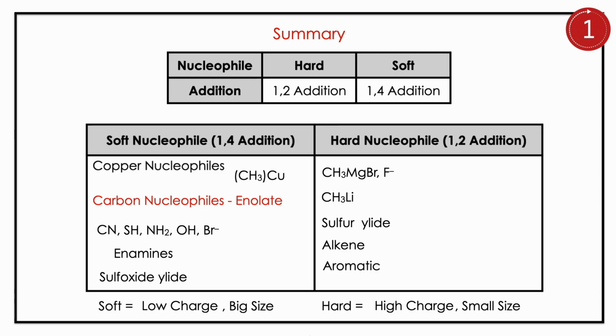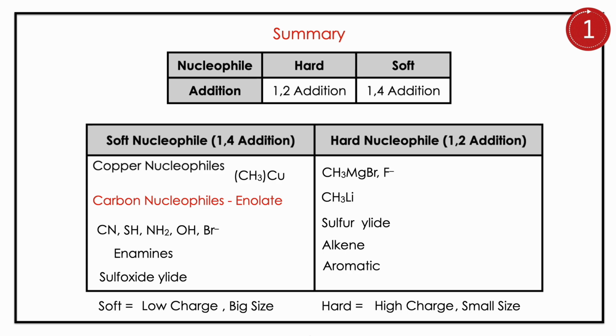Finally, we see the summary. The nucleophilicity you should look at for the Michael addition: hard nucleophiles undergo 1,2 addition, soft nucleophiles undergo 1,4 addition. Soft nucleophiles are basically copper nucleophiles, enolates, cyanide, thiol, amine, alcohol and halides, enamines and sulfoxonium ylides.